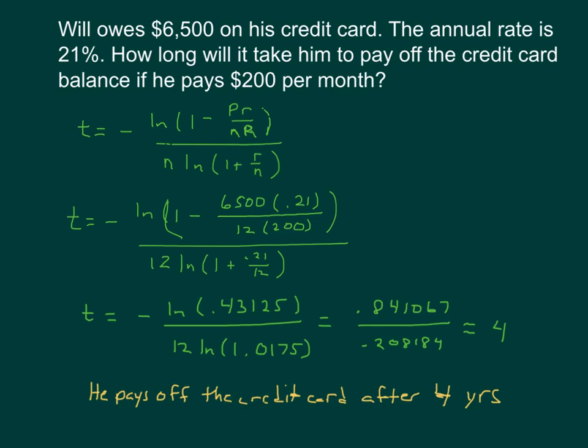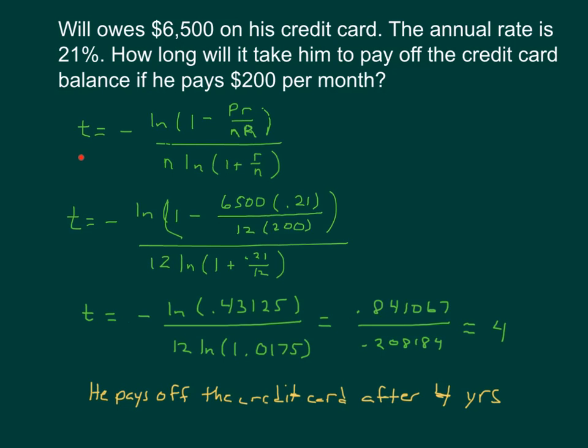Notice on here we're talking that he's just paying off the balance. He is not making any additional purchases. So it's literally like he's got this thing run up, it's sitting at $6,500, and he decides, okay, I'm not going to use it anymore. I'm just going to pay $200 per month until this thing is paid off and it's down to zero. And I want to know how long it is going to take to do this.